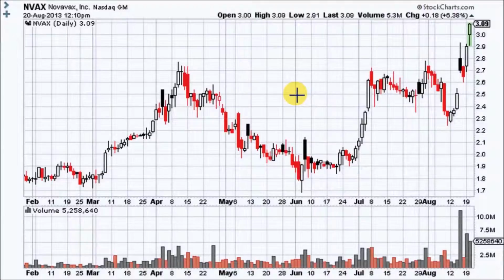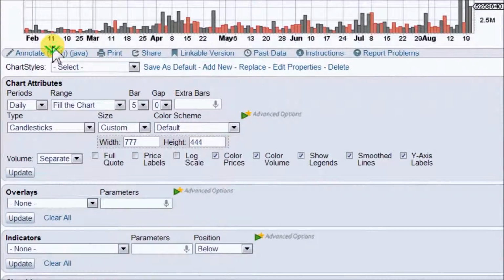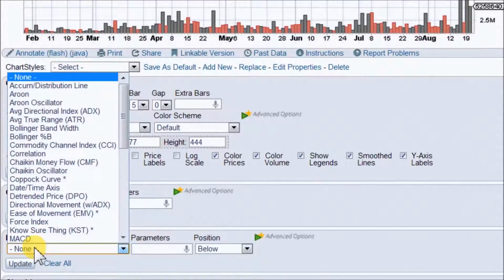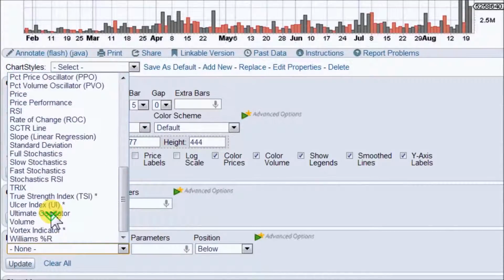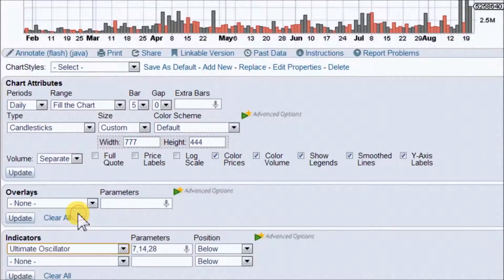So let's go ahead and load up the Ultimate Oscillator on this chart for NVAX here at StockCharts.com. Down here in the chart attributes area, scroll all the way to the bottom and click on the indicators box, and scroll all the way to the bottom there, and Ultimate Oscillator is the 4th one up. Go ahead and click that.